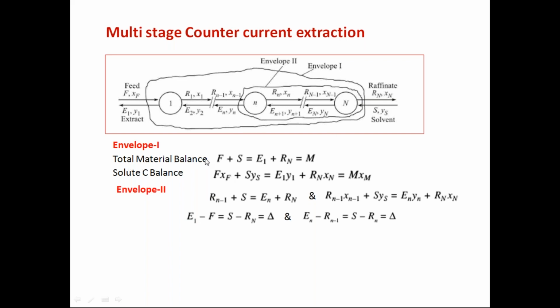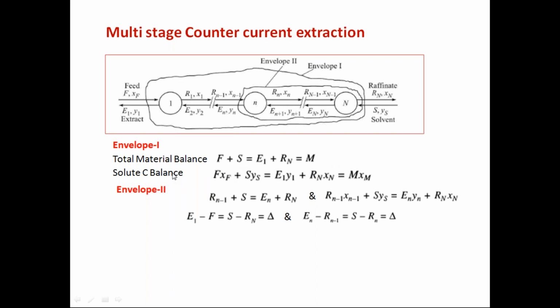So for envelope 1, if you do the material balance, F is an entry and S is also an entry to the first envelope. So F plus S will give you E1 plus Rn. So E1 is output and Rn is also output. These are the quantities of the phases which are coming out from the cascading system. Okay, if you mix all together, then M may result. So let us discuss M later. So M indicates F plus S or E1 plus Rn.